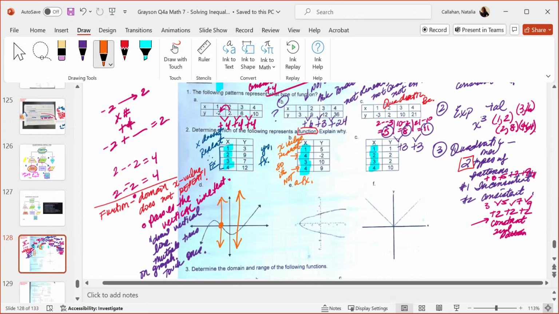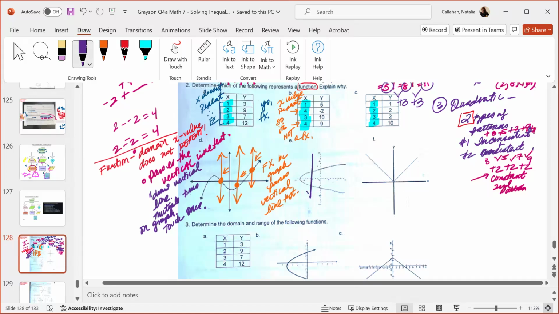I draw another line. How many times is it repeating? One. Just once, right? It's a function. If I draw another line, how many times is it touching the graph? One. So it's a function. It's a function because the graph passes what? Vertical line test. Okay? Now you try that with the next two. See if it passes the vertical line test.